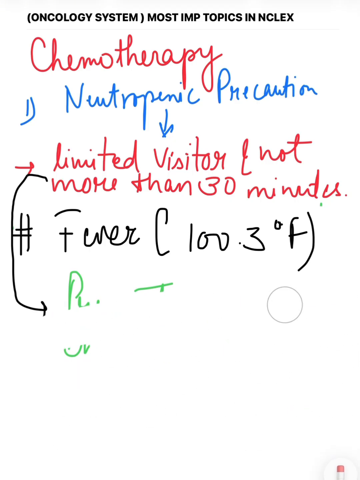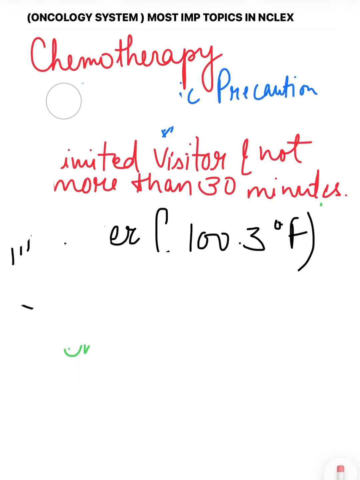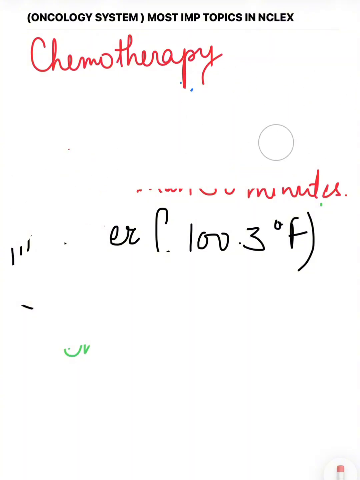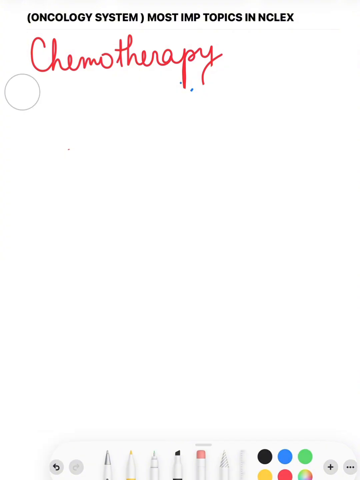Also some more points: do not give live vaccines in chemotherapy, and avoid invasive procedures. Shower once a day and brush twice a day. After brushing, put the brush in damp hot water. Provide a private washroom and clean the washroom at least once a day. This is also an important point.